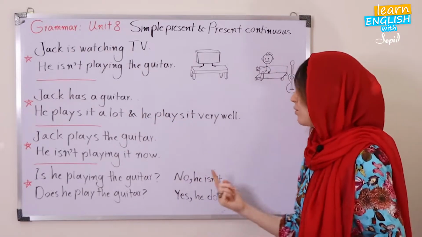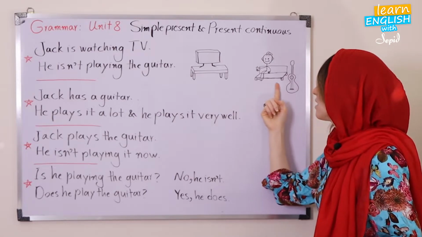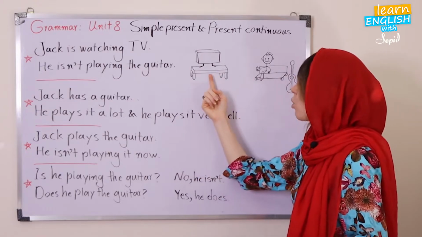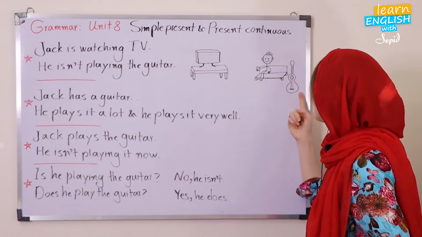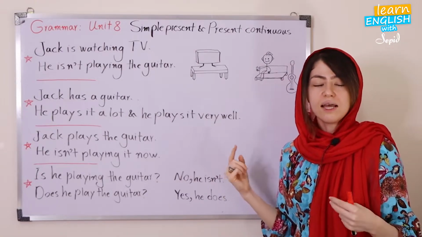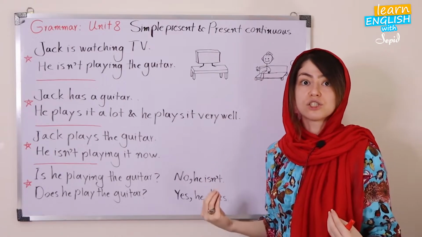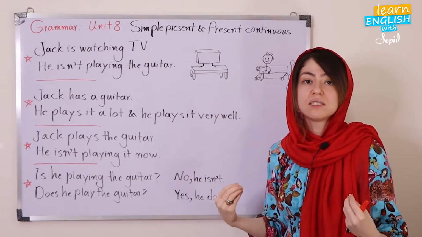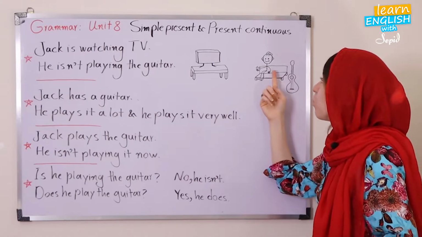But before going to the examples, you see a boy, okay? So the boy is sitting on the sofa. So there is a TV, okay, in front or across from the sofa. And you see a guitar next to the sofa, okay? Let's see how this picture is gonna help us in order to learn these two grammatical points and get to know the differences.